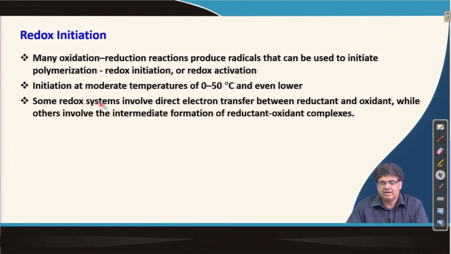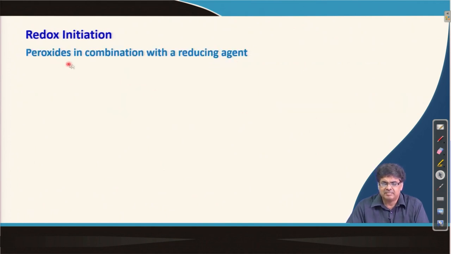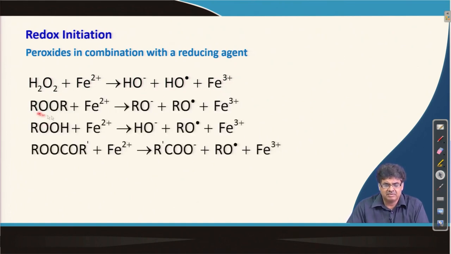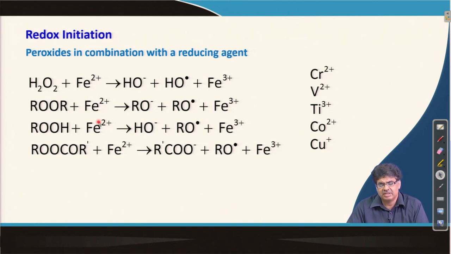Now, some of these redox systems involve direct electron transfer between reductant and oxidant, while others involve the intermediate formation of a reductant-oxidant complex. Some of the examples are peroxides in combination with reducing agents, like hydrogen peroxide with ferrous ion, giving you this hydroxy radical and ferric ion. There are other peroxides which can be used, some of whose generic structures are shown here. So this can undergo an oxidation reduction reaction to produce these radicals. And not only can we use ferrous ion, but we can use other ions also, which can themselves get oxidized and reduce the peroxides to form radicals.